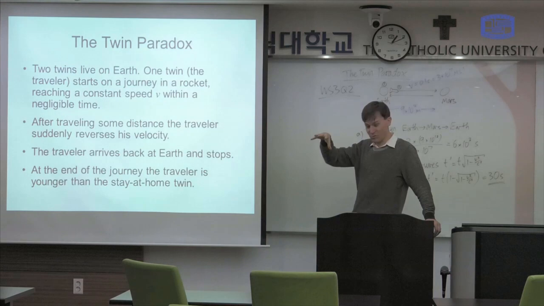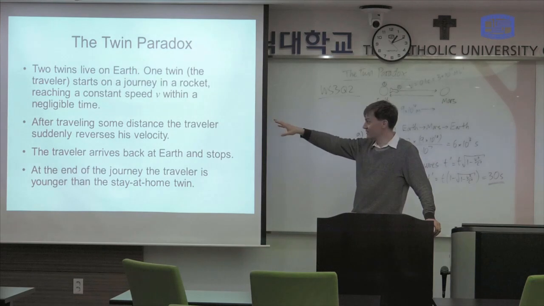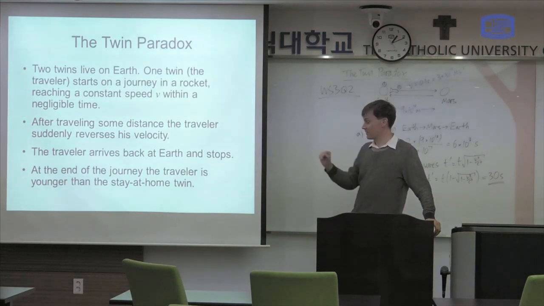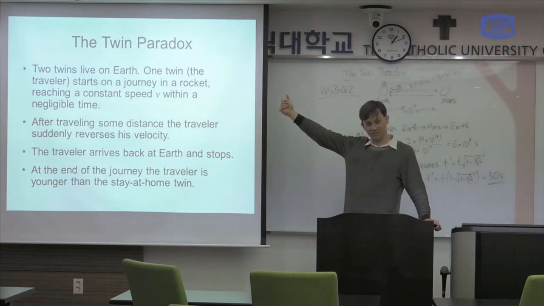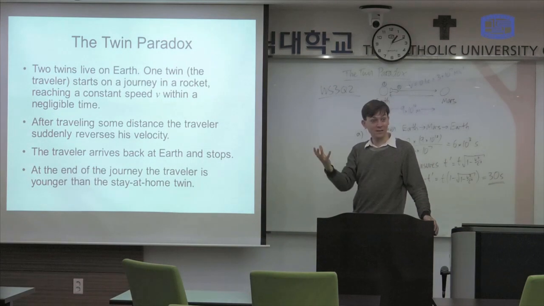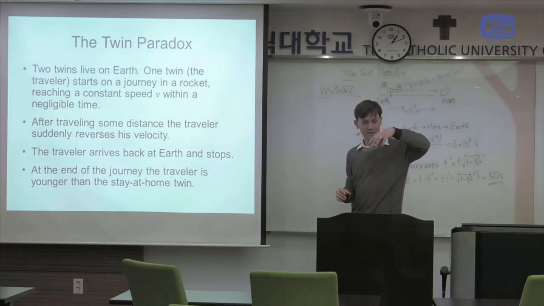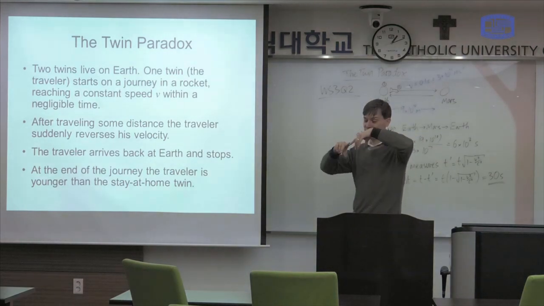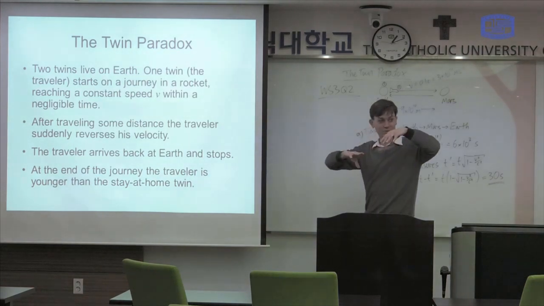They both live on Earth, but then one of them goes on a rocket and travels with a high speed, v, goes a certain distance at this speed, then he stops, reverses his velocity, and comes back. At the end of the journey, he is younger because his clock is ticking slower, so he will have experienced less time than the twin who stayed on Earth. Therefore, the twin who has gone off in this rocket journey will be younger than the twin who stayed on Earth.